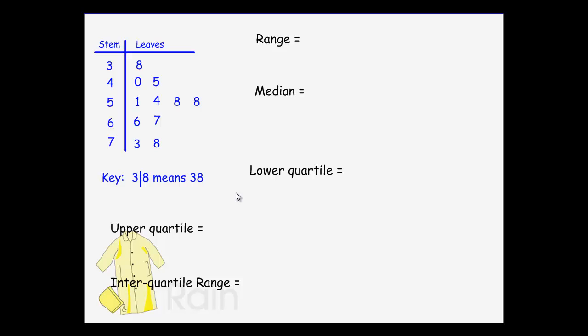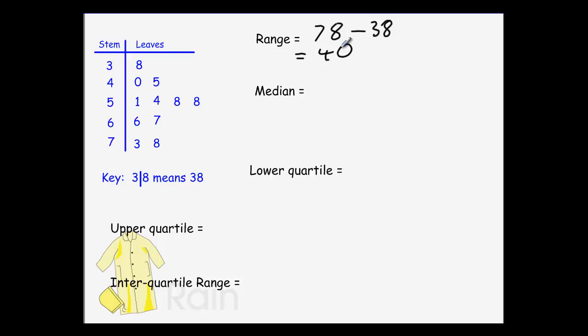So first of all, let's find the range. Now to find the range, all we need to do is take the biggest number, 78, and subtract the smallest number, 38. We'll find these at either end of our stem and leaf diagram. So the range in this case is 40.